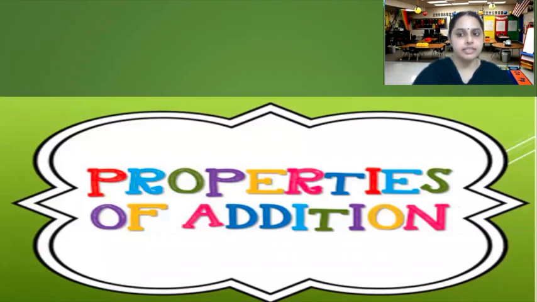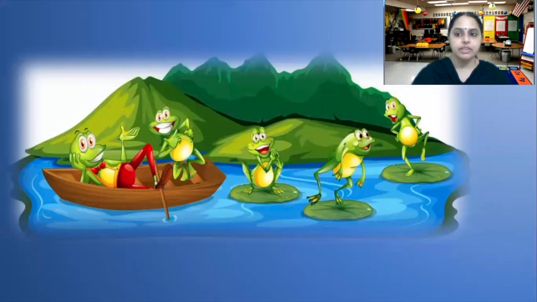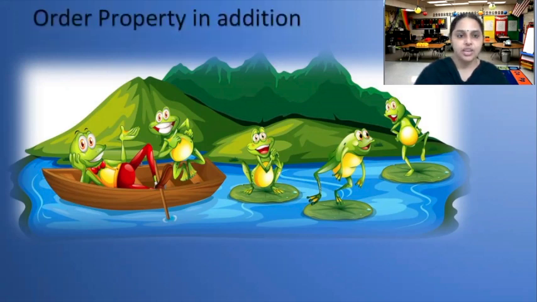Okay, so now let us see the first property. We have three properties of addition. So what can you see on the screen? We can see that there are frogs playing in the river, isn't it? How many frogs can you see inside the boat? There are two frogs. How many frogs can you see on the leaf? Three. Totally, how many frogs are there? Five frogs. Very good. So today we are going to see order property in addition.